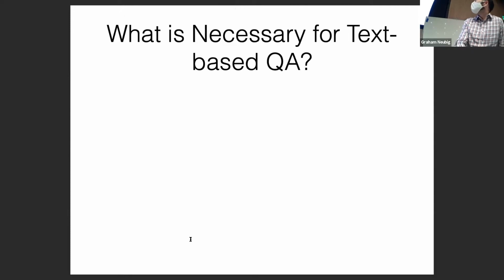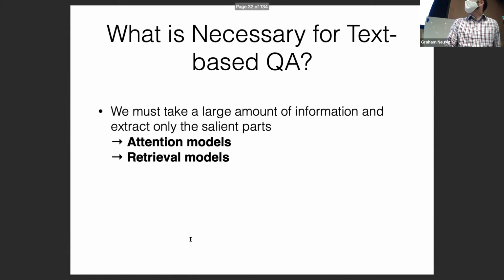Okay. So then another thing I'd like to talk about is what is necessary for solving these kinds of problems. Basically, in many cases, we need to take a large amount of information and extract only the salient parts. When I say a large amount of information, this could be as much as a relevant passage from a Wikipedia article that's like 3 to 5 sentences long, or it could be all the way to all of the information on the web, like what Google is trying to do in their search engine, for example.